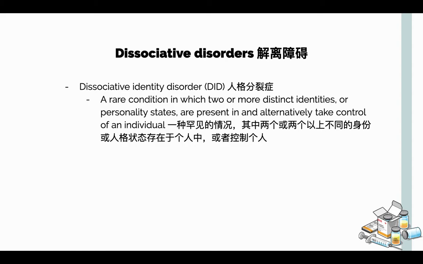Okay, then dissociative identity disorder is a rare condition in which two or more distinct identities or personality states are present and alternately take control of an individual, and they have no memories of their different personalities. For example, if personality A comes out, then later changes to personality B, when personality B comes out, personality A doesn't know what happened.